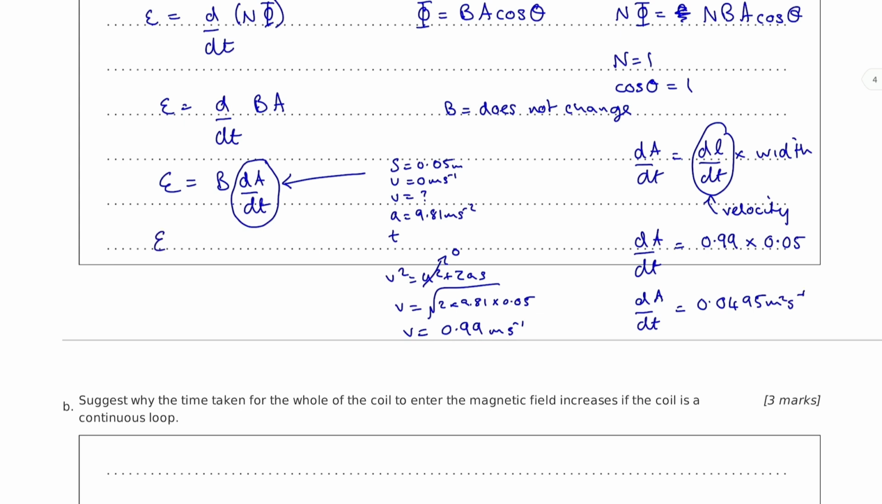And then go back over here, EMF is equal to 25 milliteslas, that's B, times 0.0495, which is our dA by dt, which gives us a value of 2.1 times 10 to the minus 3. No, it doesn't. I've done that wrong. 1.23 times 10 to the minus 3 volts. That's our answer there.